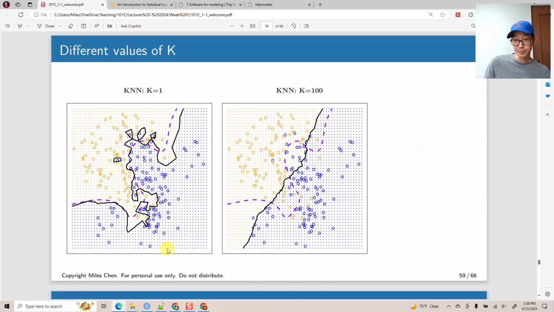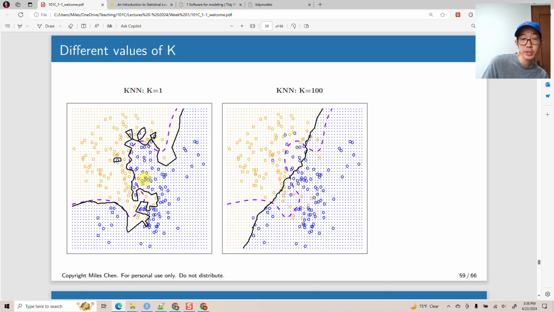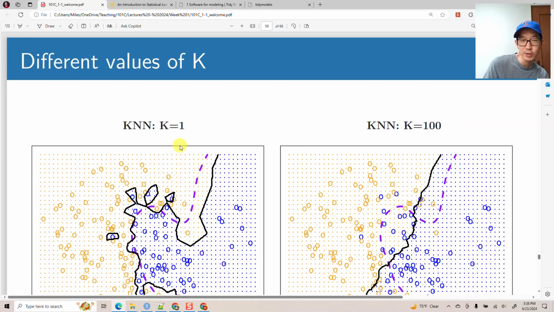Here's something more complicated. This dotted purple line represents the true boundary between the blue and the orange territories. But there's randomness, and so sometimes orange ends up on the wrong side of the true boundary, and sometimes blue ends up on the wrong side of the true relationship. This is the difference between using k equal to 1 versus k equal to 100.